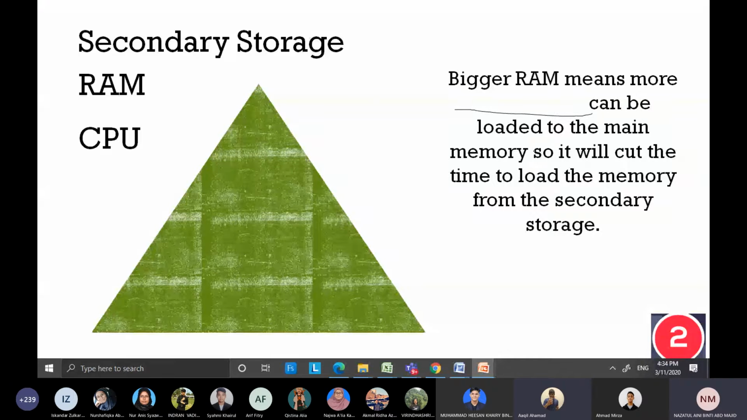So we will cut the time to load the memory from the secondary storage. So bigger RAM means more what? More instructions. Okay, yes. Bigger RAM means more instructions can be loaded to the memory. So we cut the time to load from the secondary storage.